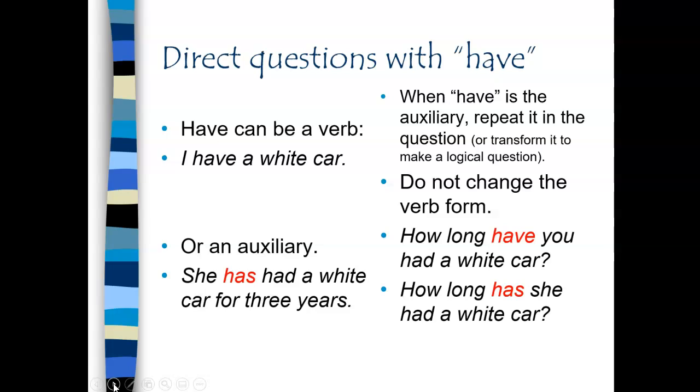Making direct questions with have. Remember, have can be its own verb or it can be an auxiliary. When it's its own verb, then you're going to use the auxiliary do. For example, I have a white car. You could say, do you have a white car? But when have is an auxiliary, then you repeat it and don't change the verb form.